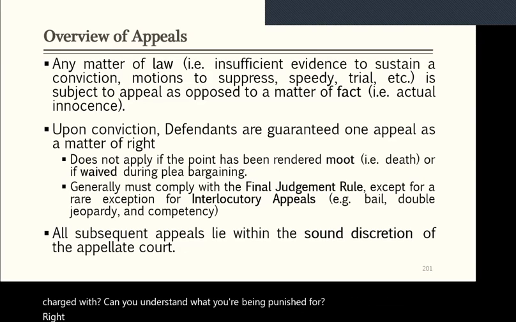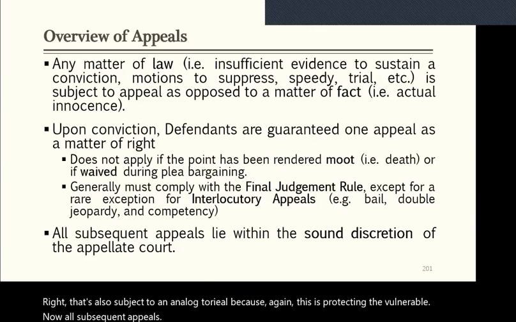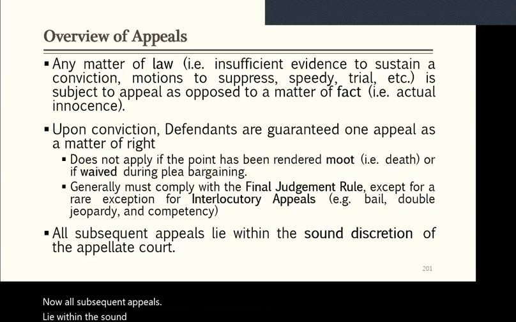That's also subject to an interlocutory appeal because, again, this is protecting the vulnerable. Now, all subsequent appeals lie within the sound discretion of the appellate courts, right? So you get one appeal as a matter of right, and after that, you can still generally appeal up to the next appellate court. But generally speaking, that next appellate court can decide whether or not to even hear your case, right? They can just say no, not give a reason for it, not care, just say no, right?